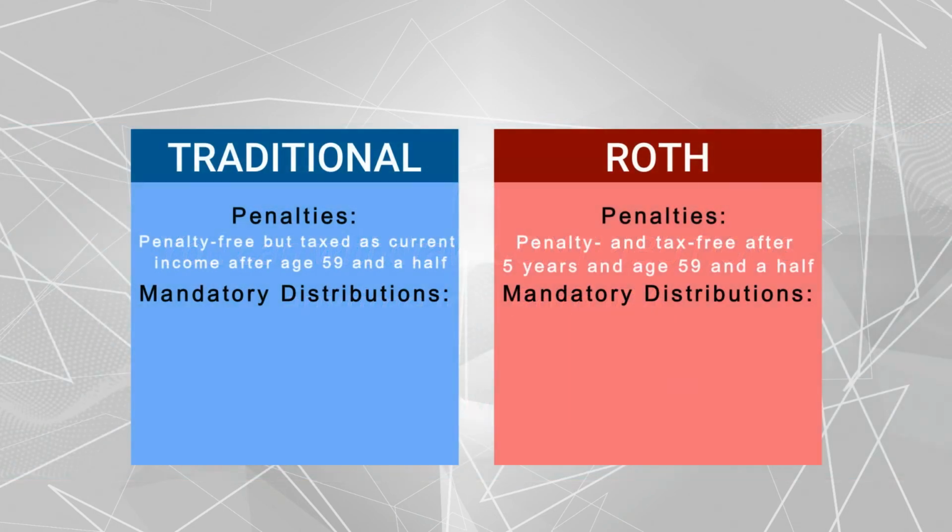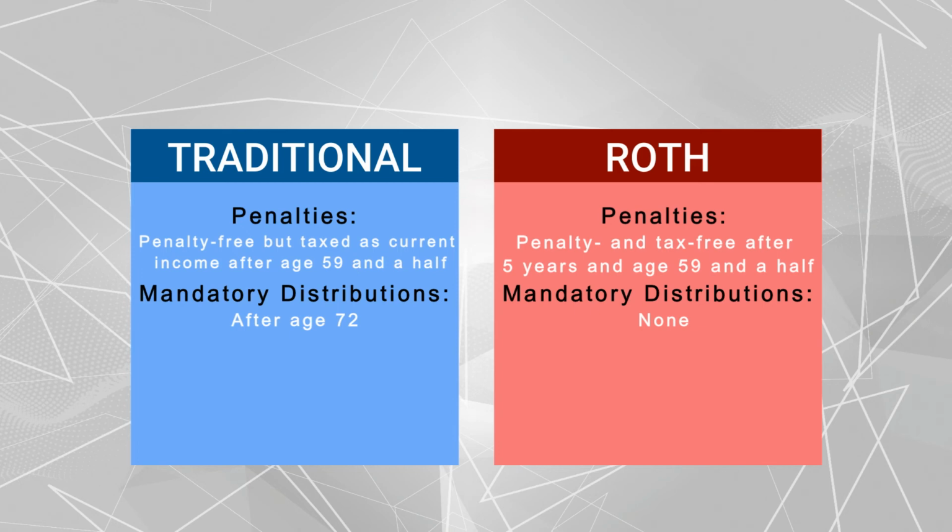Now let's talk mandatory distributions. In a traditional IRA, you are required to start making withdrawals after the age of 72. But with a Roth IRA, there aren't any mandatory withdrawals. We are done talking about the differences, but the key takeaway here is that a traditional IRA has tax advantages now by being able to deduct your contributions if you qualify, while a Roth IRA has tax advantages in the future when you make your withdrawals.